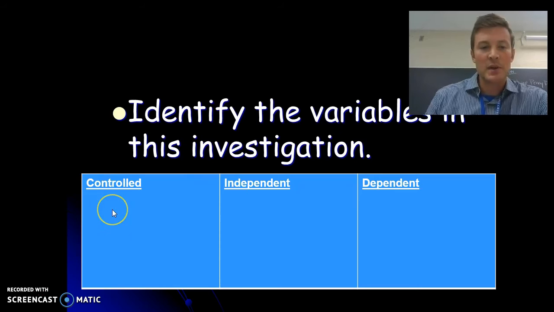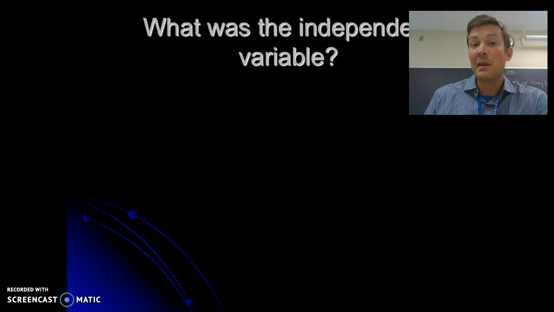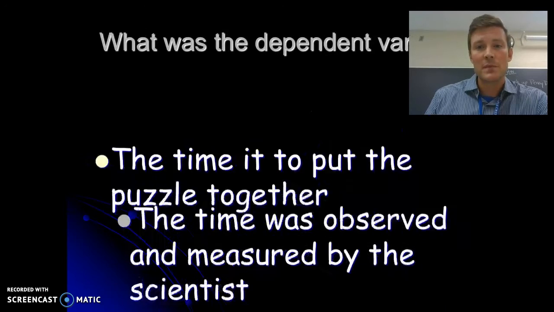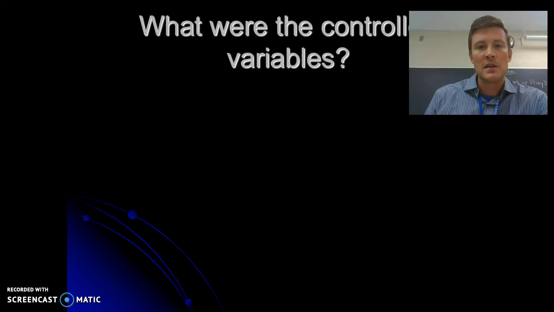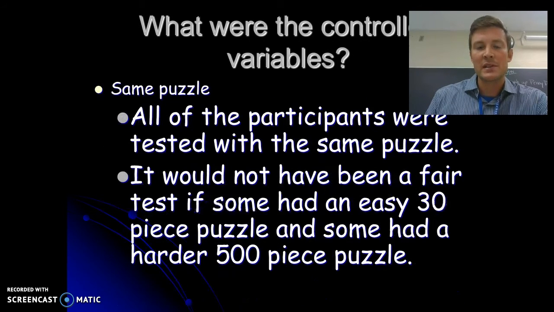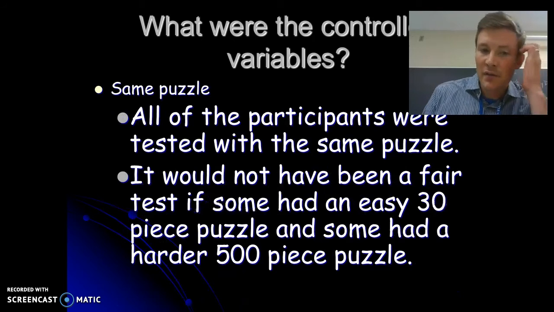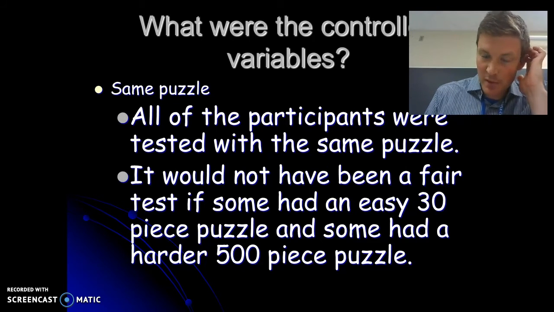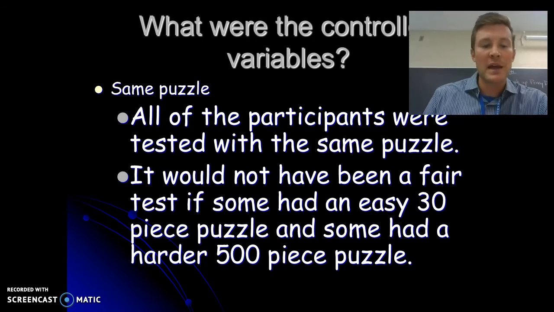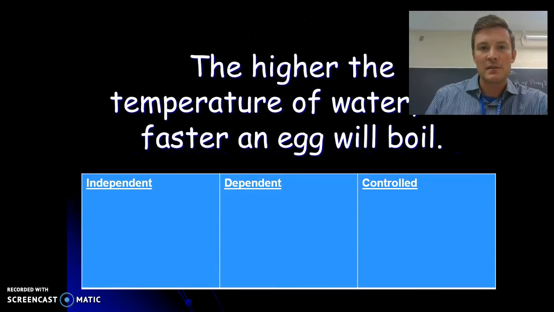And then the controlled variables are the things that need to be kept the same. So you want to use the same puzzle. You want to start the timer at the same time. Those are the main ones. So the dependent was the time. And then the controlled variables, it says they're all given the same puzzle. It wouldn't have been fair if some people were given a super easy puzzle and other people were given like a 1,000-piece or 500-piece puzzle. So those are controlled variables in that instance.